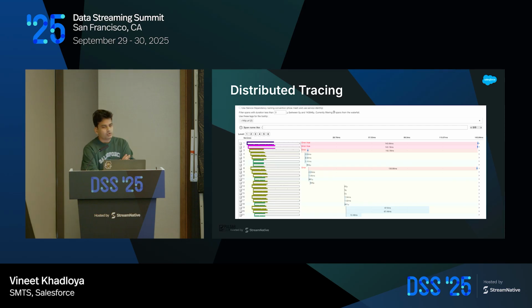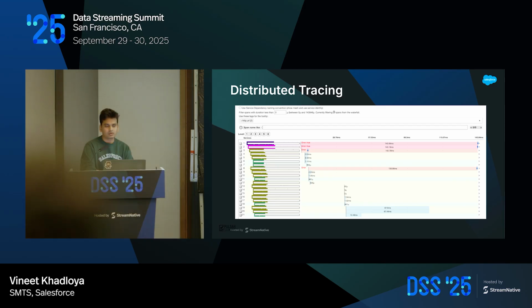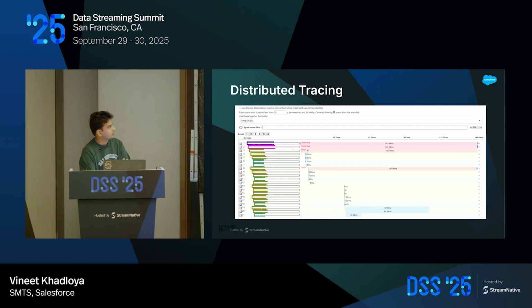Here we have an example of a single trace flowing through our system. The request starts from the top and it ends at the bottom. The different unique colors which you see on the left each indicate a service, and the horizontal bars you see on the right indicate the time taken by each operation. And this is one single trace.